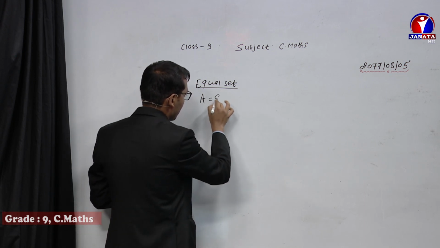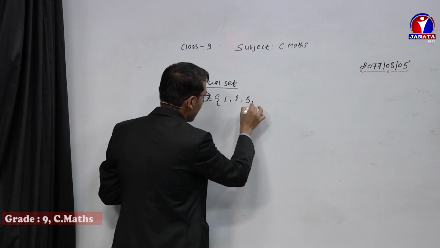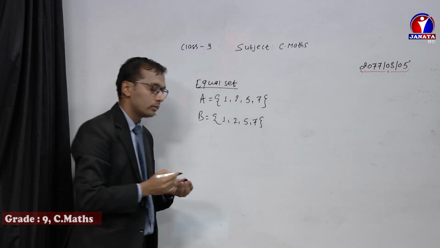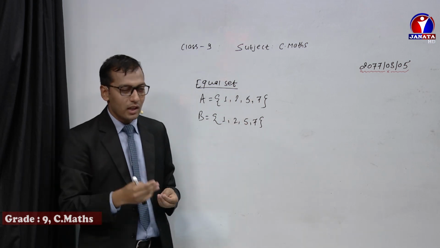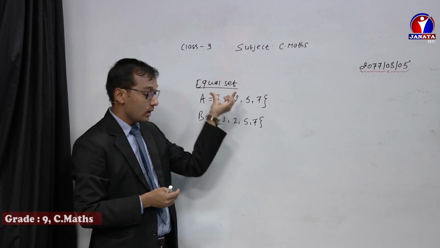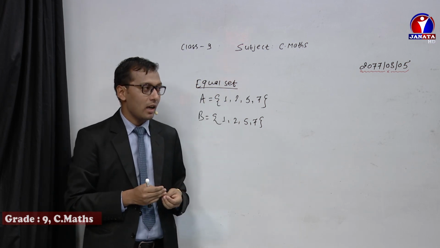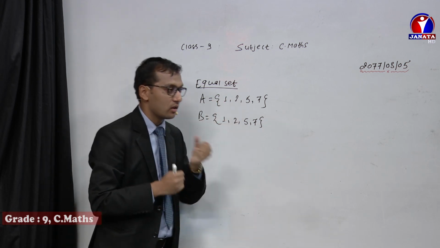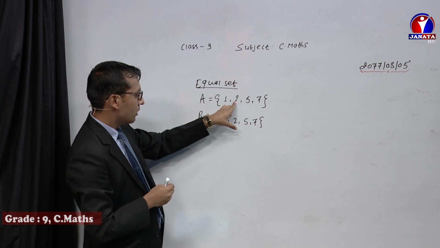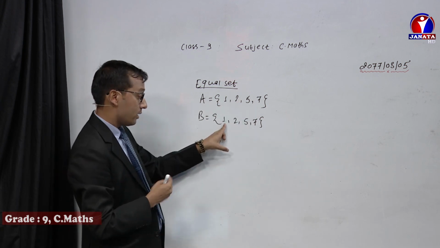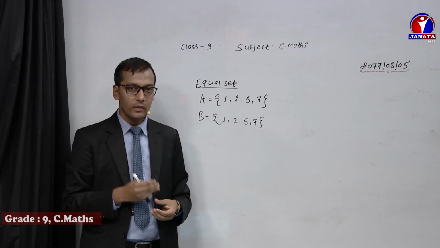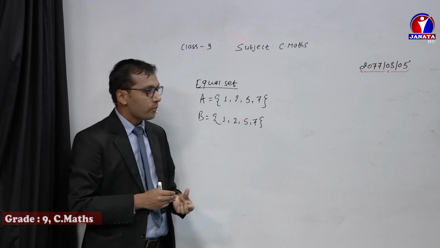Let me take two sets here. A is 1, 2, 5 and 7. Set B is also 1, 2, 5 and 7. Can you guess why I'm taking two sets with the same elements? Because the definition of equal sets is that two or more sets are called equal if they have exactly the same elements. What are the elements of set A? 1, 2, 5 and 7. What are the elements of set B? Same, 1, 2, 5 and 7. So these two sets are said to be equal because they contain exactly the same elements.